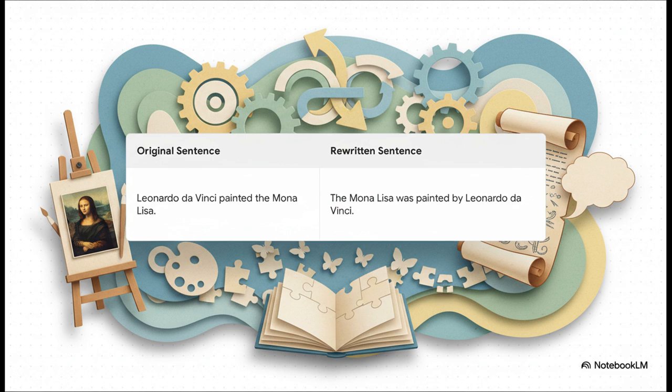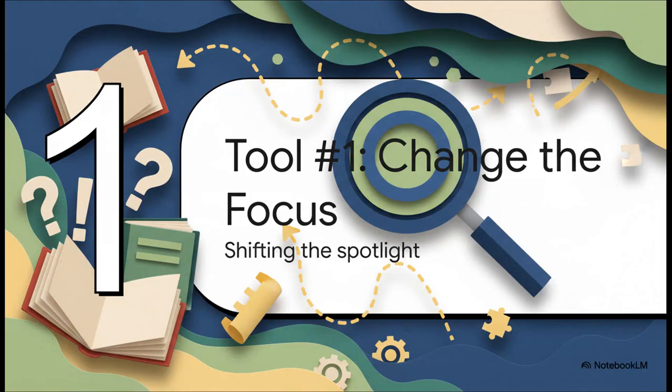You see, in one, Leonardo is the star. In the other, it's the Mona Lisa. The fact doesn't change, just the spotlight. And that's exactly the skill we're going to break down today. Okay, so our very first tool in this new toolkit is all about changing the focus.